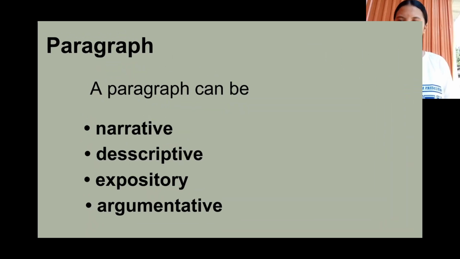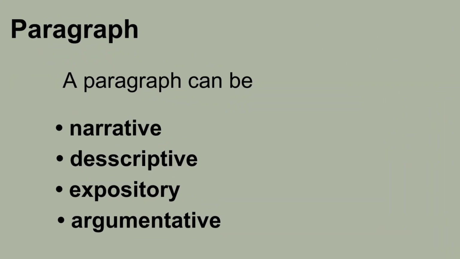Next, a paragraph can be narrative, which tells a story or an event and what happens. Then a descriptive paragraph gives details or descriptions of a particular place, person, or event, or whatever needs to be described based on the story. This is the mix of narrative with a lot of descriptive details.